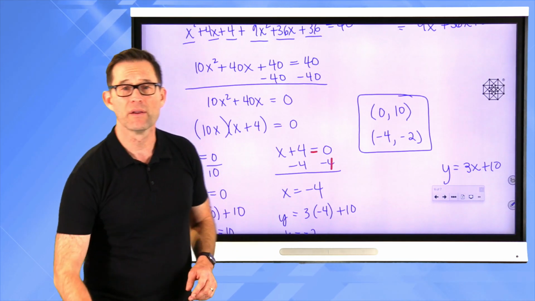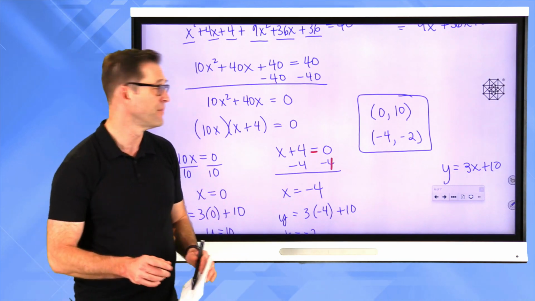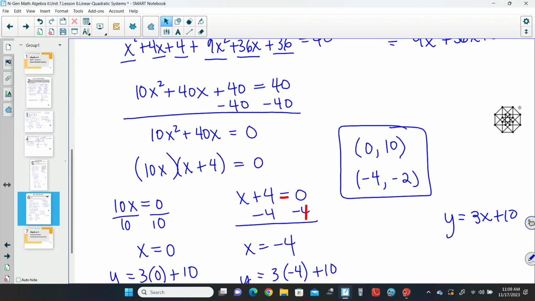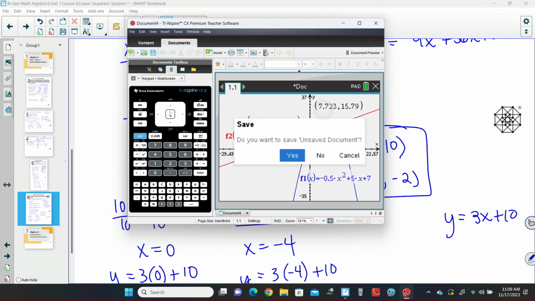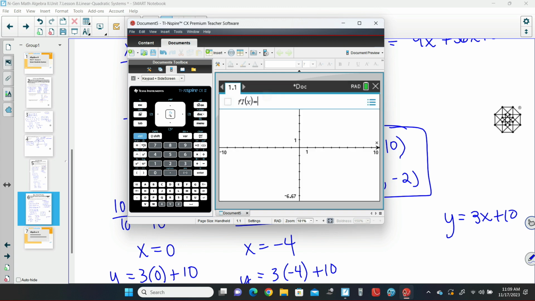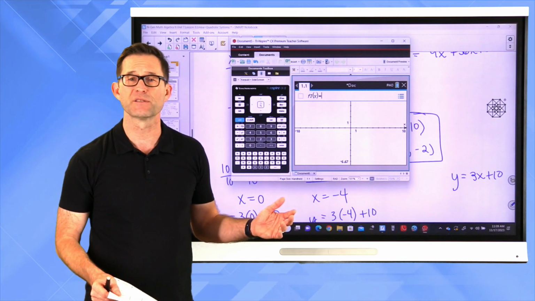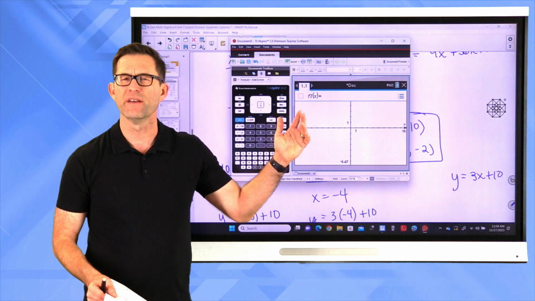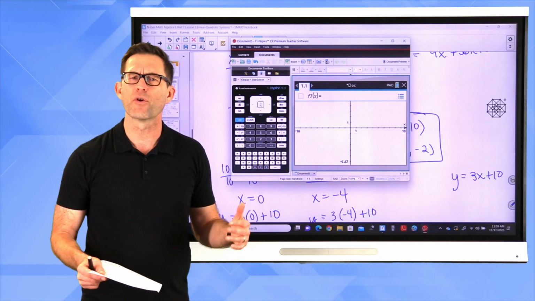Let's take a real quick look at how this can now be verified graphically on the TI-Nspire. Now again, this is a little tricky because not all calculators allow you to do this. I'm going to open up a brand new document. I'm going to add a graph. Now, what's interesting about this is that when you initially try to graph something in the TI-Nspire, all you have here is f1 of x equals, right? That means that it's looking for a function.